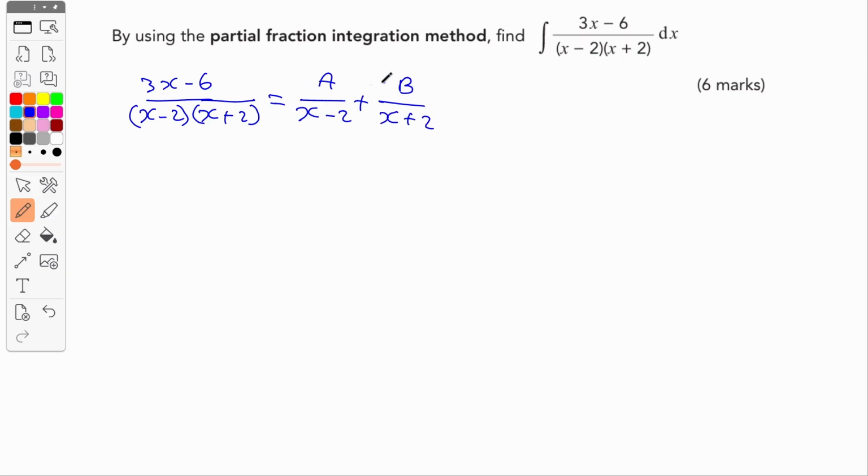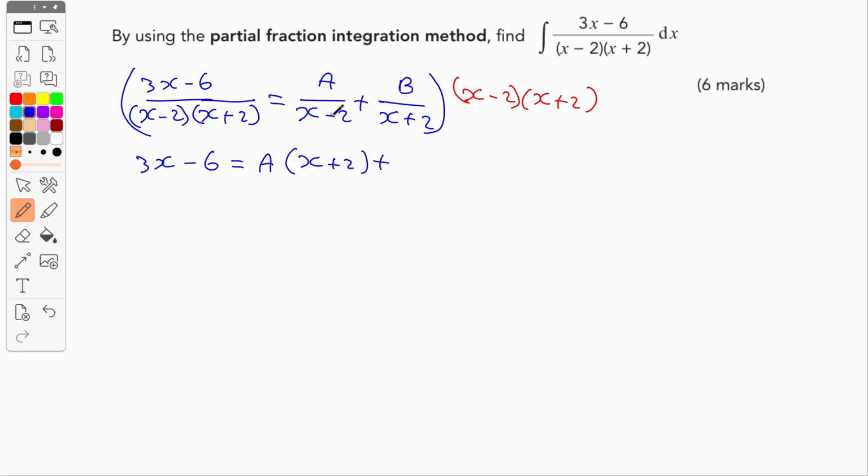Now we need to find the values of a and b, okay? If you multiply everything by this denominator, x minus 2 times x plus 2, okay? So if you multiply the left-hand side by this, the left will be just 3x minus 6 equals, here just do cross, a times (x plus 2) plus b times (x minus 2). So to find the values of a and b, this is what we need to find. You can find the value of a just by cancelling b.